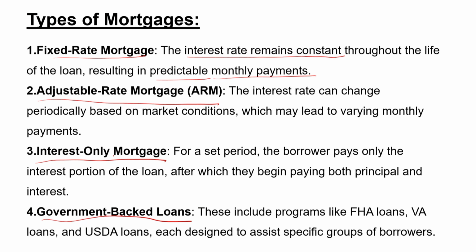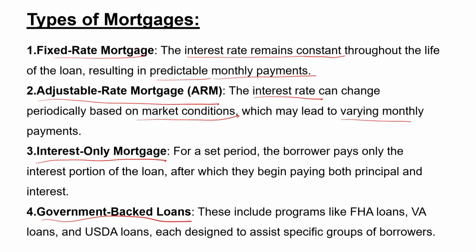In case of the adjustable rate mortgage, the interest rate can change periodically on the basis of market conditions, and a varying monthly payment may be there. So every time there may be charged some floating rate of interest, as well as the value of the mortgage may also appreciate. In such cases the interest may also decrease. So a varied monthly installment may need to be paid to the bank in case of adjustable rate mortgages.